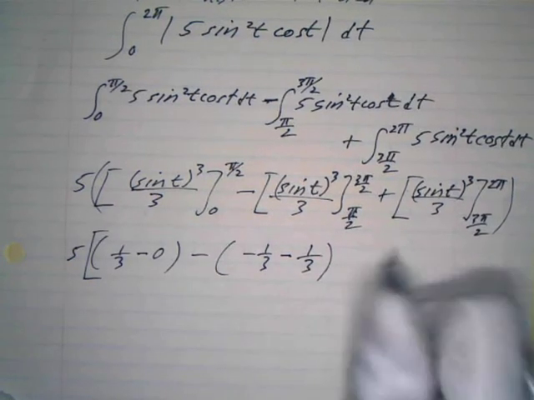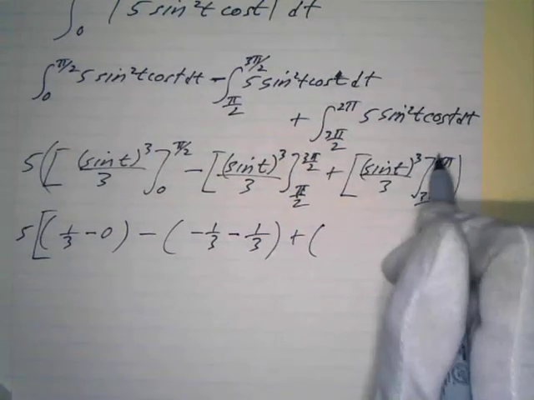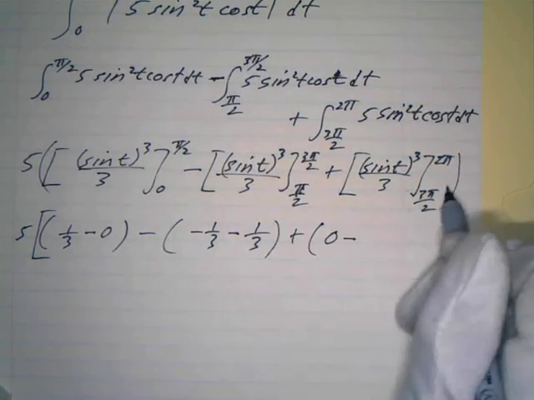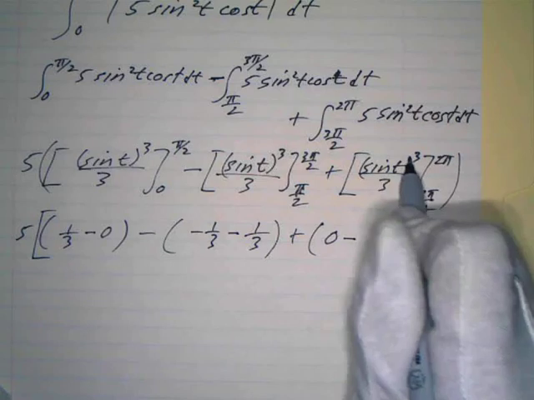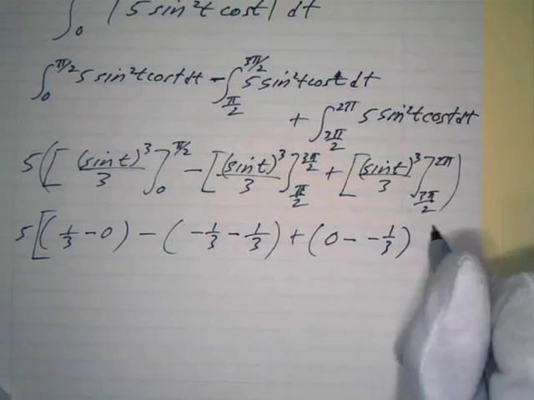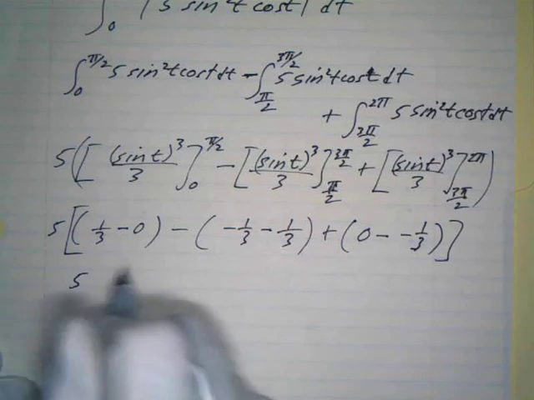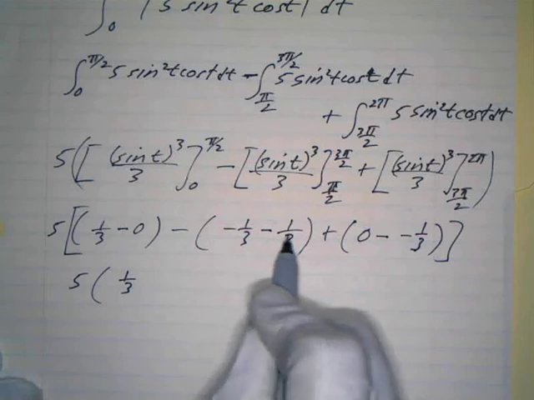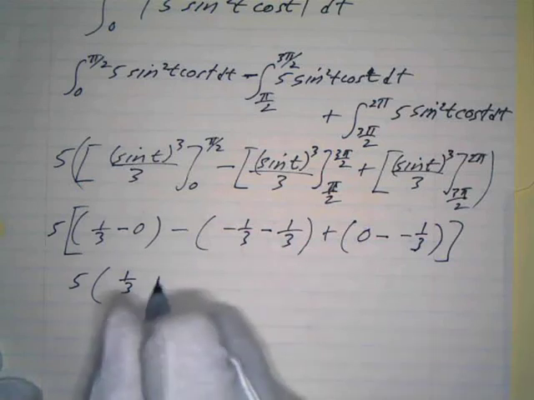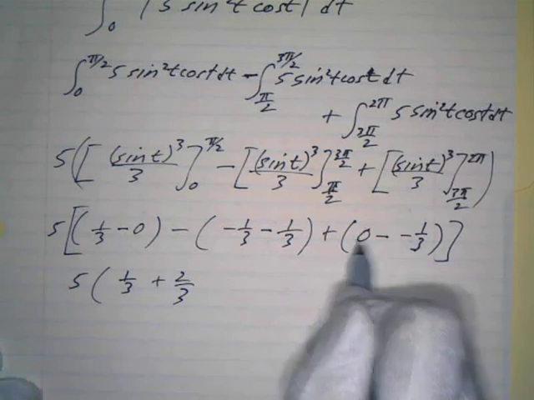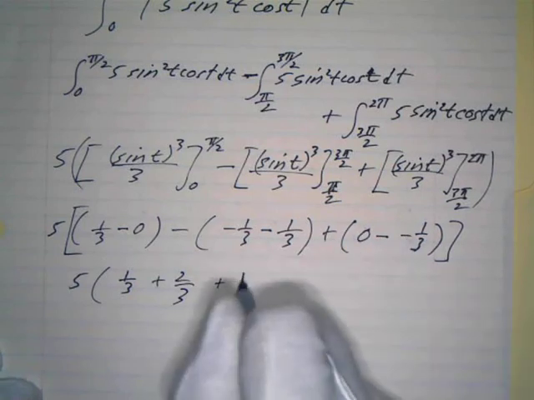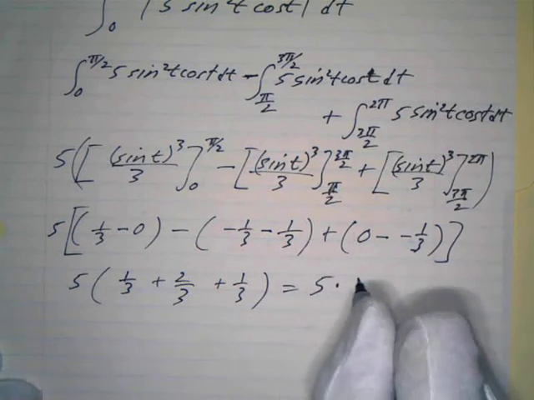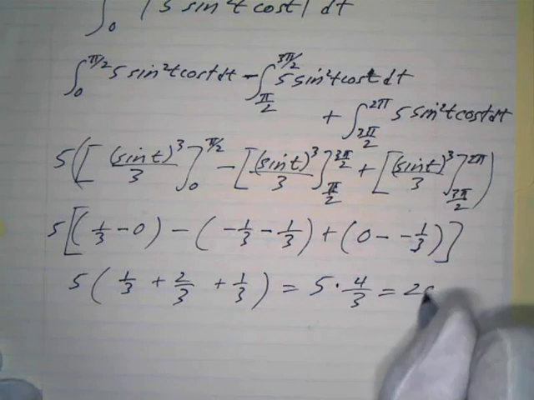And this is going to be plus, and then the sine of 2 pi is 0, so that's going to be 0. All right, minus, and then the sine of 3 pi over 2 is negative 1, so negative 1 cubed is negative 1, so it's going to be negative 1/3, all multiplied by 5. That's going to be 5 times 1/3. Now a negative 1/3 and a negative 1/3 is a negative 2/3, times the negative is a positive 2/3, and a negative times the negative is a positive, so that's going to be positive 1/3, which equals 5 times 4/3, which equals 20/3.